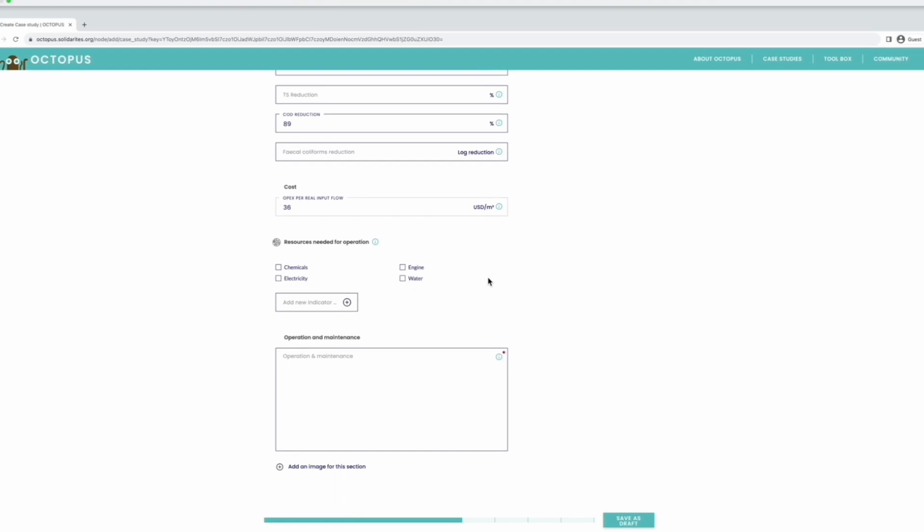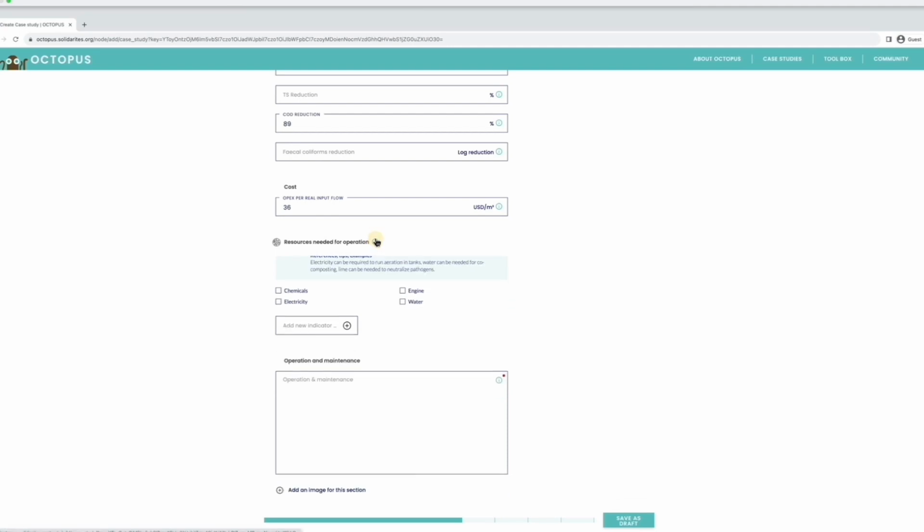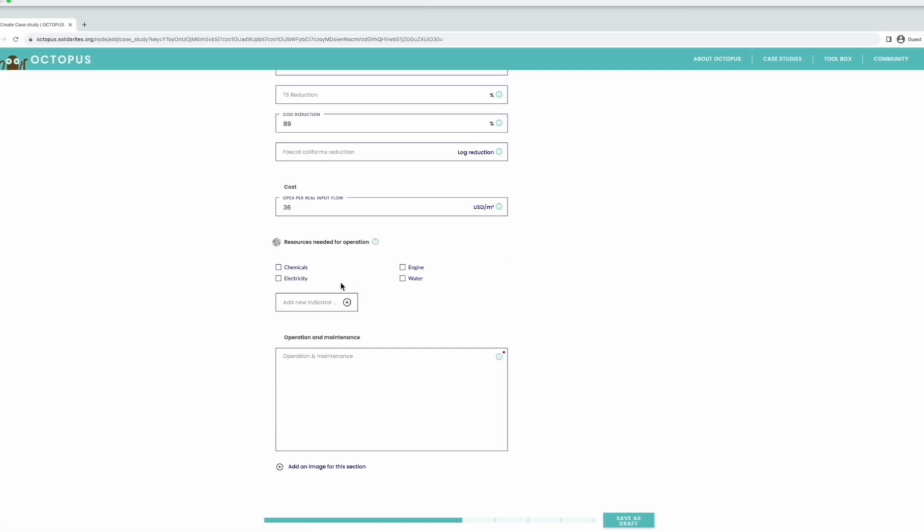Next, we are asked to define the resources required by the plant for its operation by ticking the boxes that apply. The listed resources include chemicals, electricity, engine, and water. However, if there are any additional resources that apply, we may add further indicators accordingly by clicking the plus button in the input box below. Defining the required resources can assist in deciding if a particular treatment solution is suitable for a specific context, as the cost and complexity for execution will depend on the locally available resources.